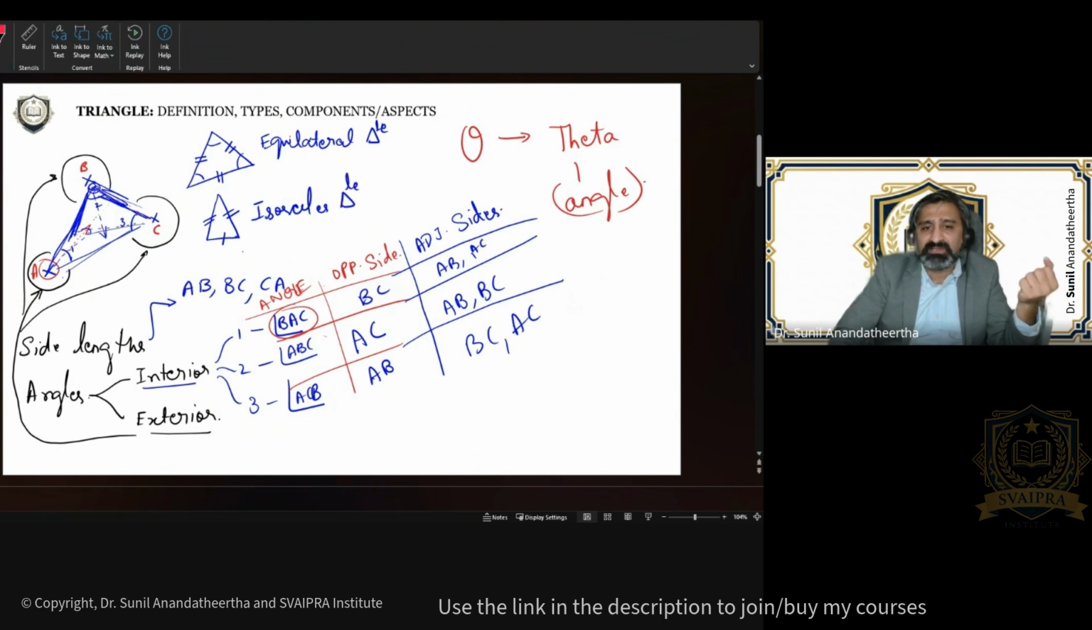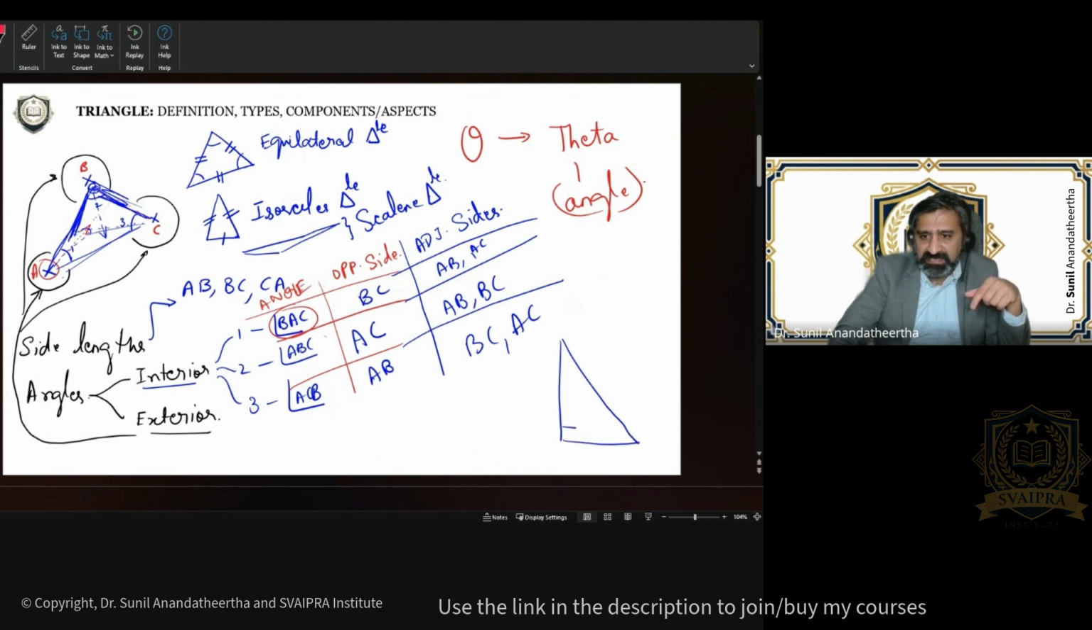And when you have a triangle where none of the sides are equivalent to each other, then I say that this is a scalene triangle. Okay, now we have a special case. A special case being, if I have an angle which is 90 degrees, this is what we call a right angle triangle.